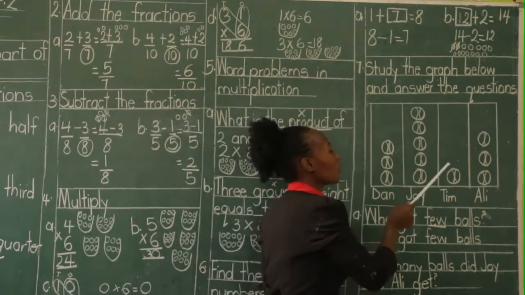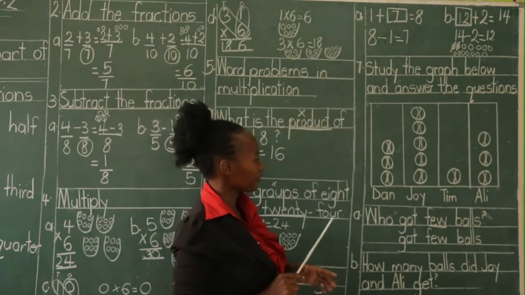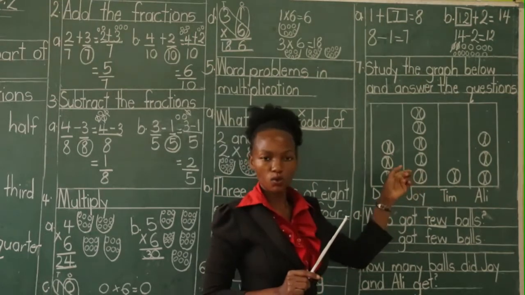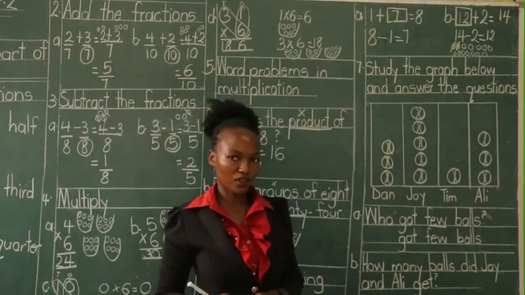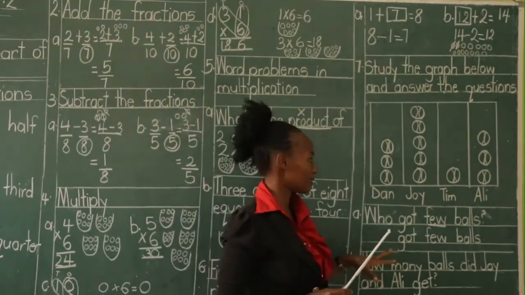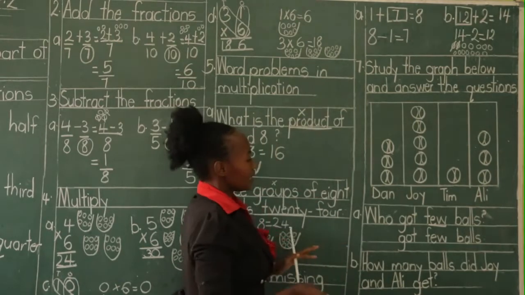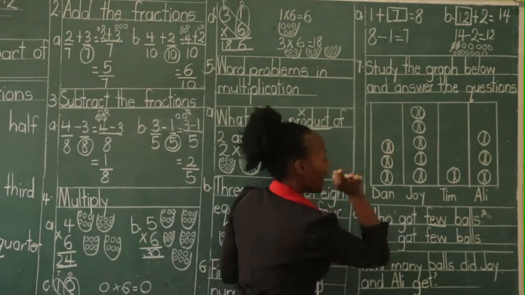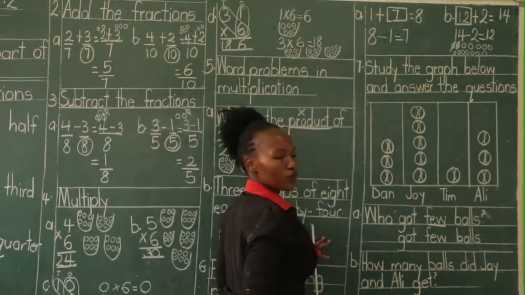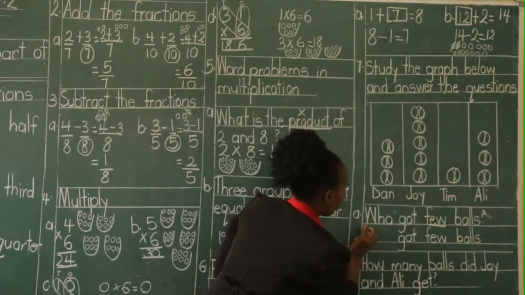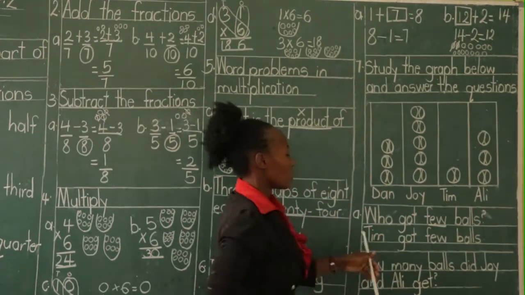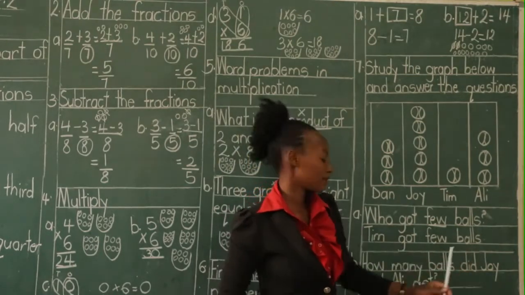Who has few balls? When I look at the graph, Dan has 3, Joy has 5, Tim has 1, and Ali has 3. Now, who has few? Who has the smallest? Who has the least? Tim has 1 ball. Tim has few balls. Tim is our answer here. Who got few balls? Tim got few balls.